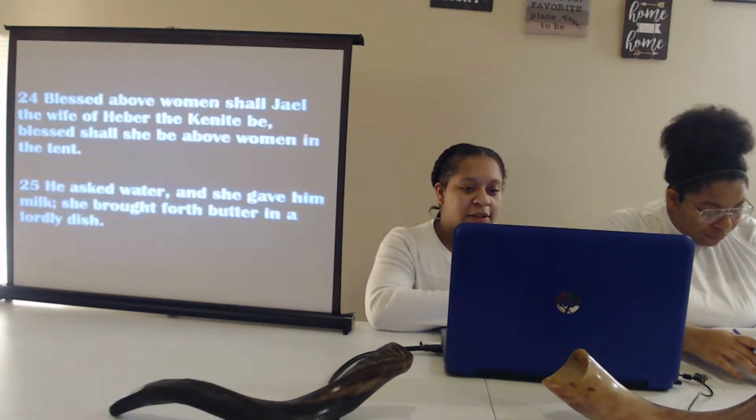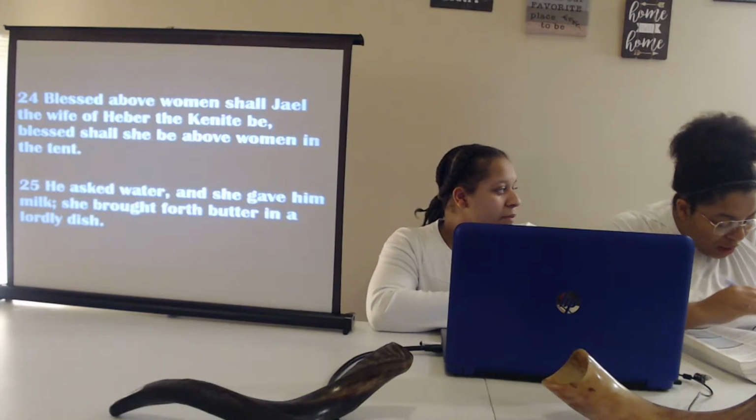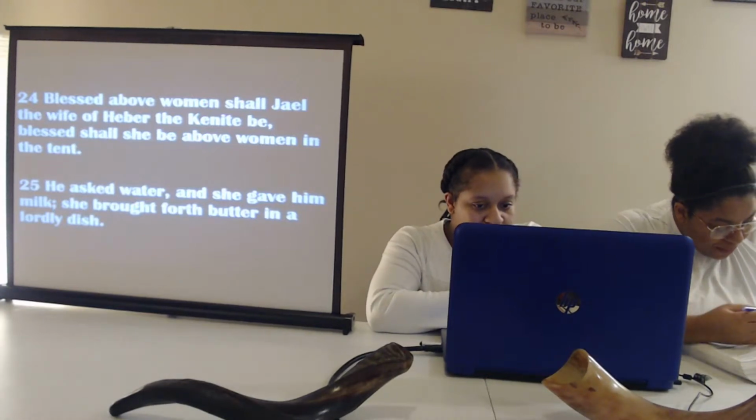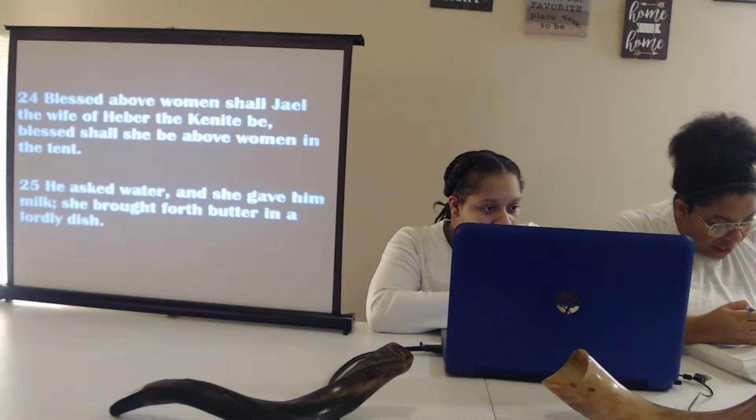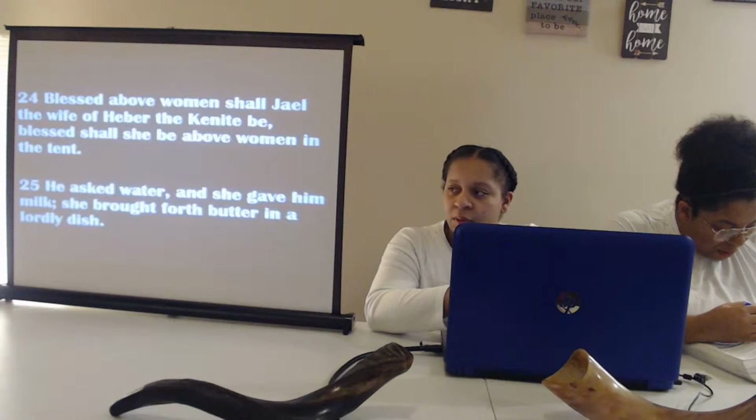We're going to get verses 24 and 25. Verse 24. Blessed above women shall Jael, the wife of Heber, the Kenite, be. Blessed shall she be above women in the tent. He asked water, and she gave him milk. She brought forth butter in the lordly dish.